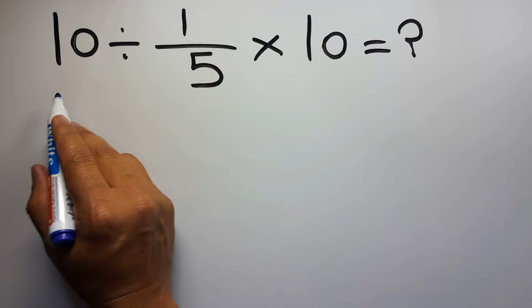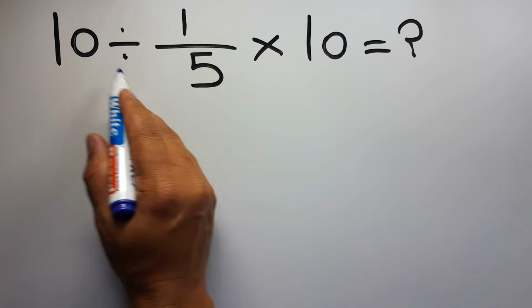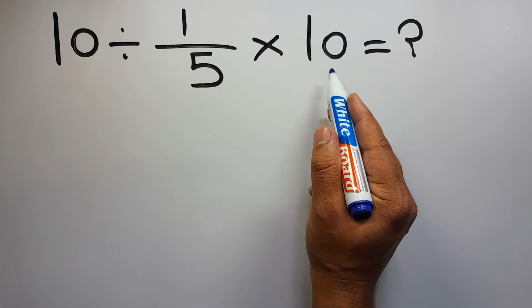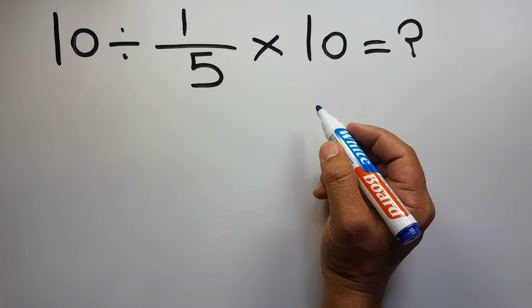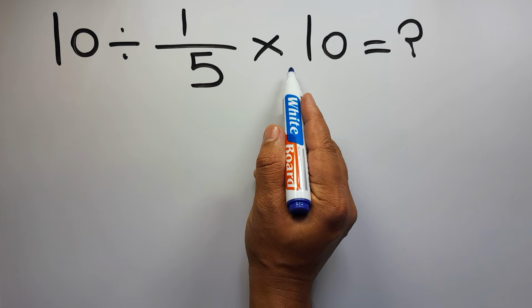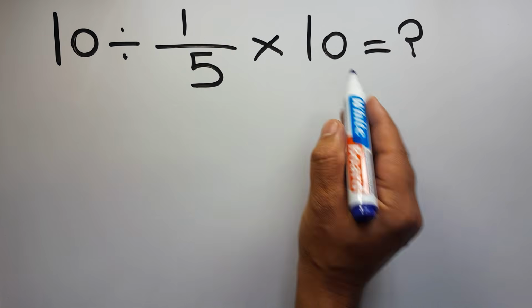In this video we want to find the value of this expression: 10 divided by 1 over 5 times 10. Are you ready to solve? Let's go ahead and get started. First we do this multiplication, 1 over 5 times 10.